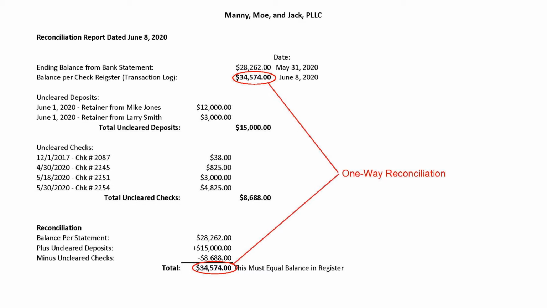If this sample report on the screen looks like what your bookkeeper is giving you for the IOLTA account, the account is not being reconciled as required by Supreme Court Rule 50, which requires a three-way reconciliation.